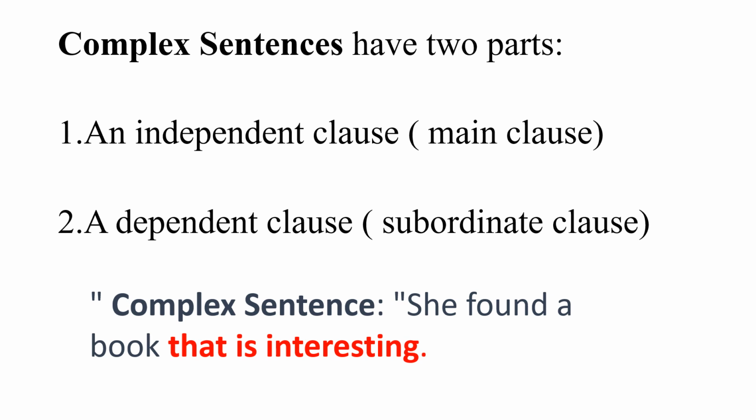For example, in a sentence, she found a book that is interesting. She found a book is independent clause. It can stand as a complete sentence. While that is interesting is dependent clause, which depends on the first part of this sentence for meaning.